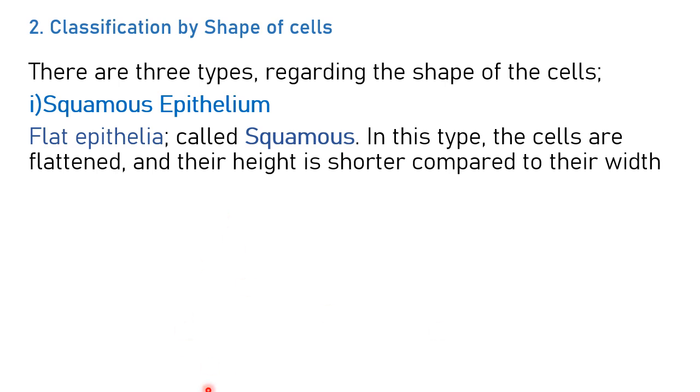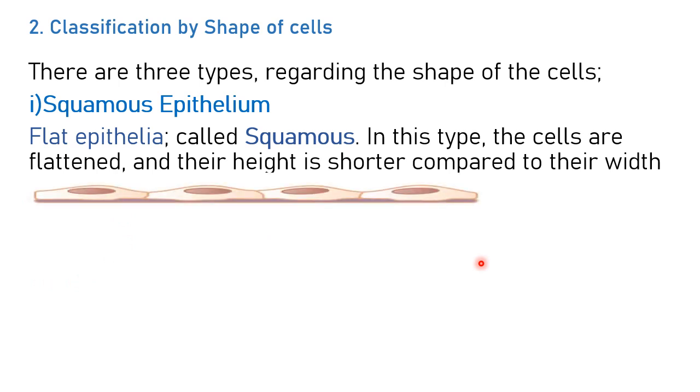I am pretty sure I have a diagram. Right, so something like this. As you can see here, their height is actually shorter. This height is shorter than the width. All right, something like that. So the height is shorter than the width. Okay, so it's flat.